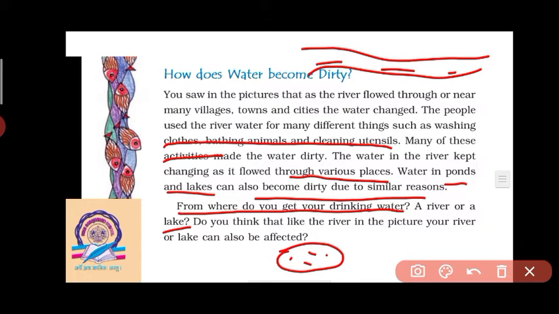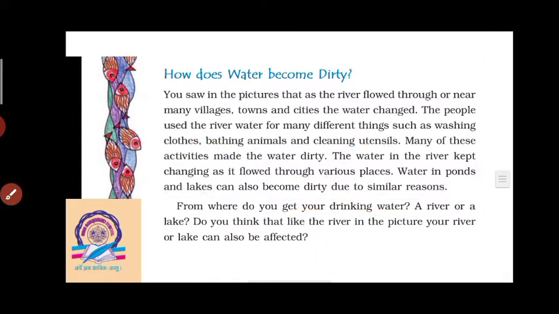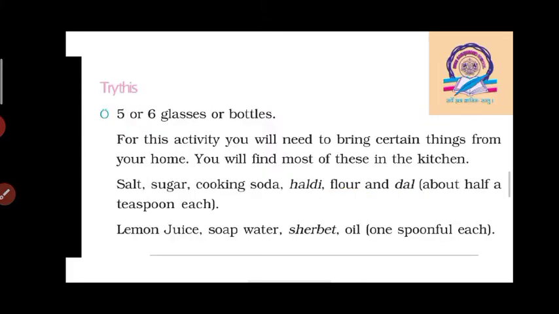Do you think that, like the river in the picture, your river or lake can also be affected? We have seen that most of the rivers, ponds or lakes are not so clean. Why is it not so clean? Because of our activities. So the water we are getting for drinking, do you think it will be very pure or clean to drink directly? No, normally it is not clean enough to drink directly, and that is why we all have some kind of water cleaner at our home. Water filters are there. You might have seen RO and UV purifiers.